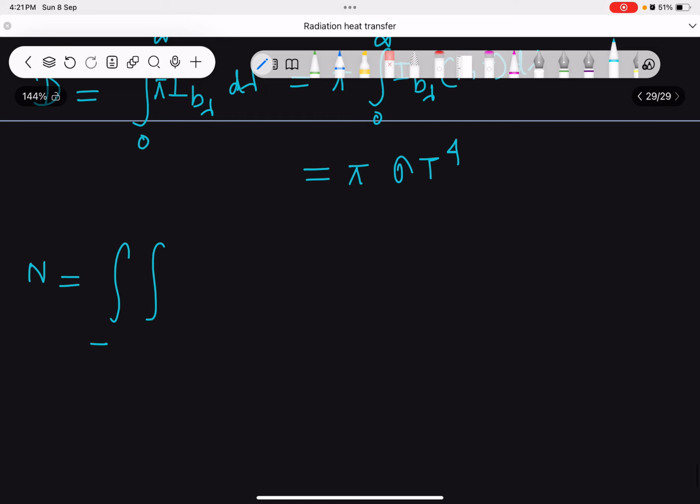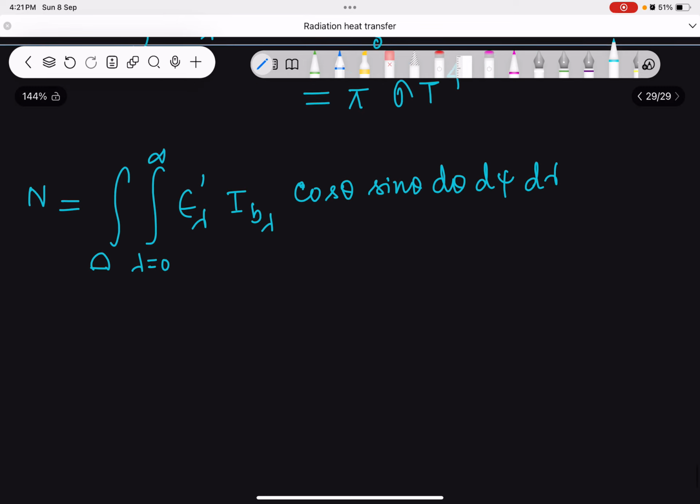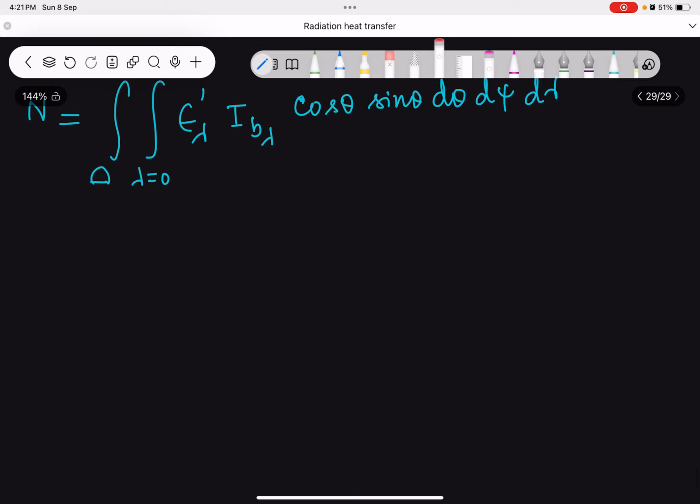So here we are integrating over the hemisphere and lambda is equal to 0 to infinity. We have epsilon lambda dash into I b lambda, then cos theta sin theta d psi d lambda. Now epsilon lambda dash is a function of lambda, and theta, and psi, but now I know this function.